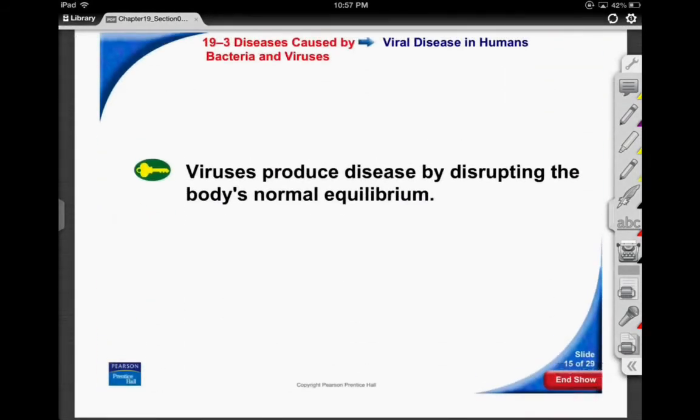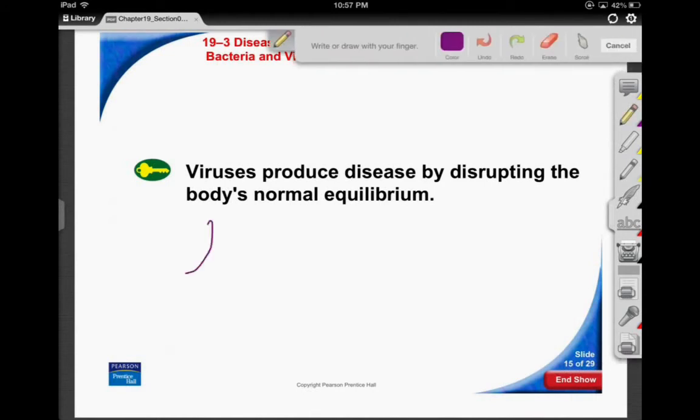And they disrupt our equilibrium, so we get these great things like fevers, right? We get vomiting and, well, think of it as vomiting from both ends. Vomiting from the southern end, we refer to as diarrhea. That's a massive loss of water. That's not good. That'll definitely throw out your equilibrium.